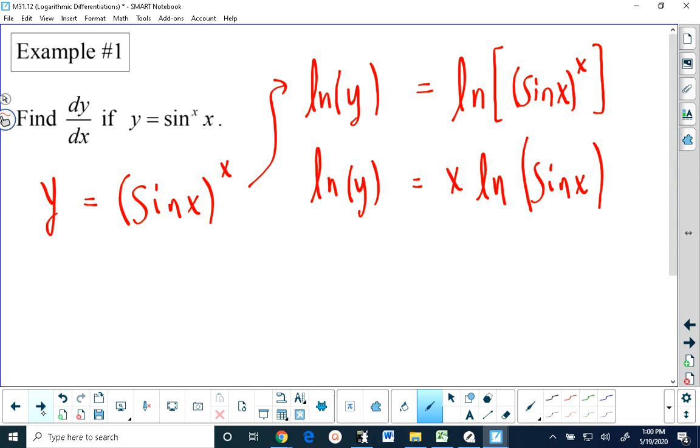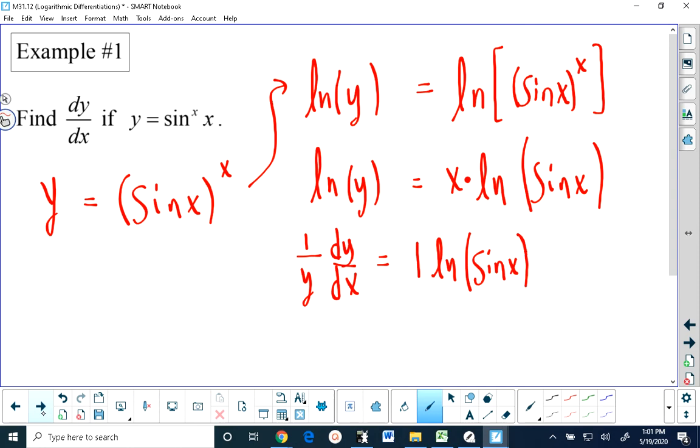Now what I've set myself up for is success, because I can use the product rule on the right-hand side and implicit differentiation on the left-hand side. The derivative of ln of y is 1 over y dy dx. So now I'm going to use the product rule. The derivative of the first, which is x, is 1, multiplied by the second, which is the ln of the sine of x, plus the first, which is x, times the derivative of the second. So what is the derivative of the natural logarithm of a thing? It's 1 over that thing multiplied by the derivative of that thing.